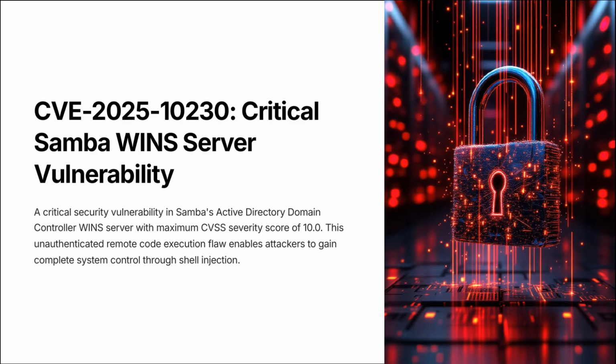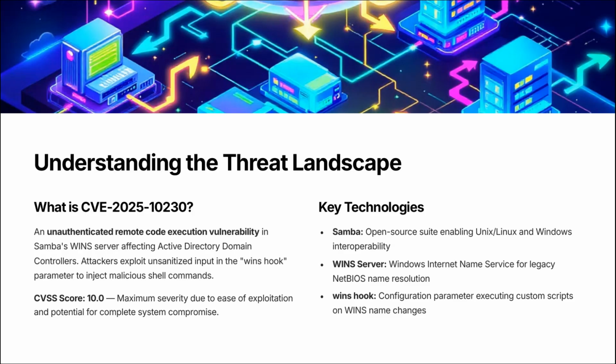In summary, CVE-2025-10230 is a critical security vulnerability with a maximum CVSS severity score of 10.0 found in Samba's Active Directory domain controller WINS server. It is an unauthenticated remote code execution flaw that allows attackers to gain complete system control through shell injection. The vulnerability exists within the Samba WINS server, which can potentially affect Active Directory domain controllers.